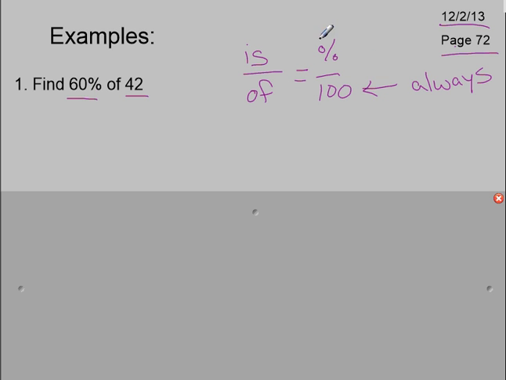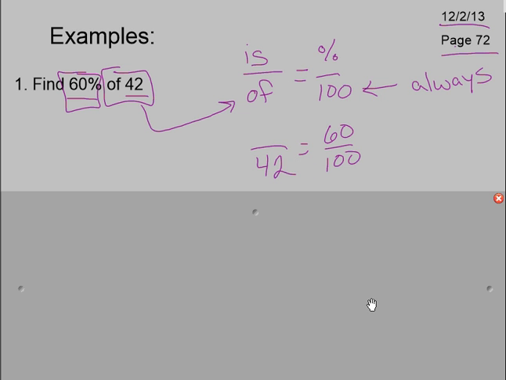The percent is really easy. It's the number right next to the percent symbol, guys. So that's going to go over 100. And now I have to set up the second half. I have of 42. That means that my 42 goes in the of position, 42. Another way some people like to think of this is part to whole.